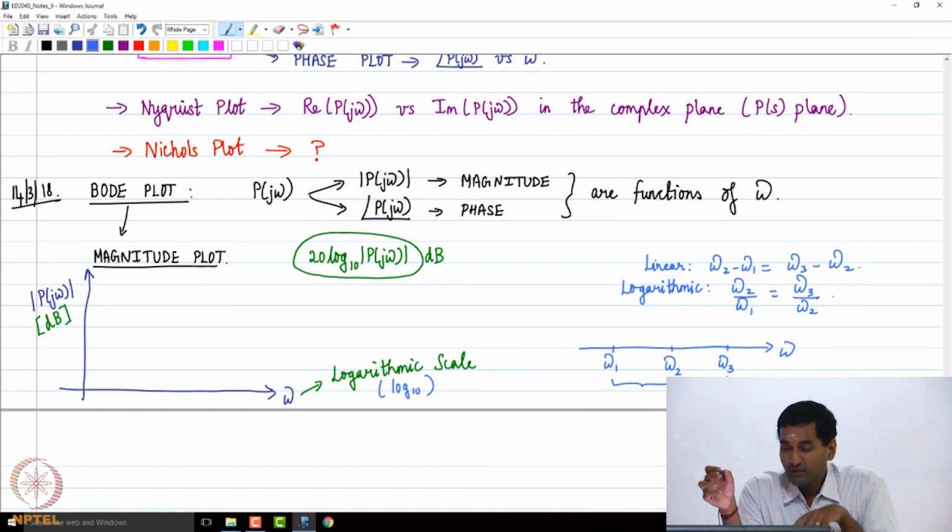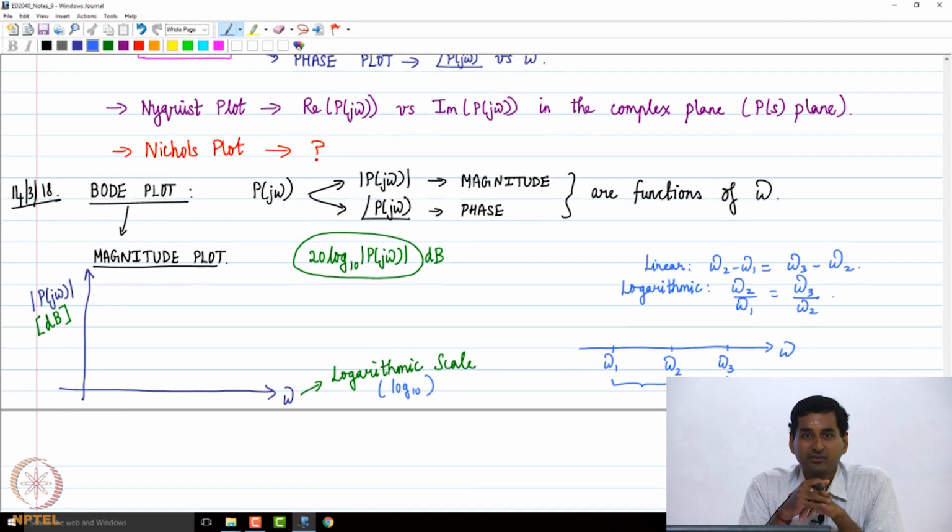But then why do we use a logarithmic scale? Why do you think one should use a logarithmic scale instead of a linear scale? Sorry? There is too much variation with omega. The variation of mod of P(j omega) is not repeating, or you can see variation over a vast scale. Okay. Yes. One point is that you can essentially plot a wide range of omega, right.